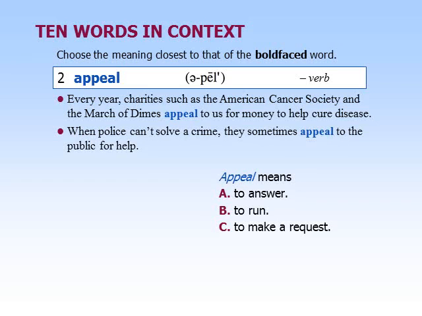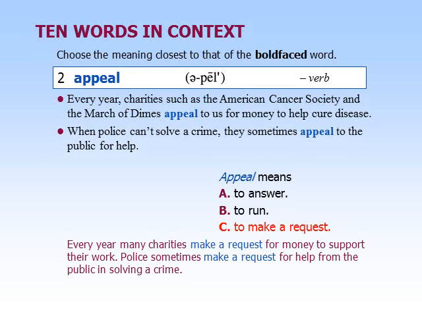All right, so moving on to the next one here, we have appeal. Every year, charities such as the American Cancer Society and the March of Dimes appeal to us for money to help cure disease. When police can't solve a crime, they sometimes appeal to the public for help. So appeal: to make a request. Now appeal is one of those words that is a verb, but it's also a noun, and the meaning is pretty much the same. But let's talk about the verb meaning here.